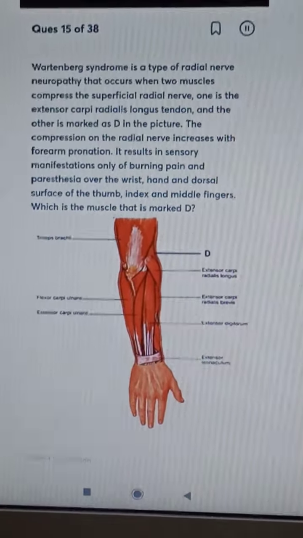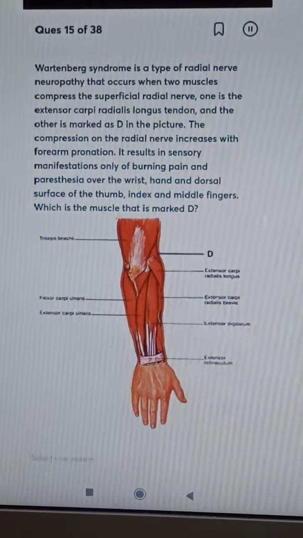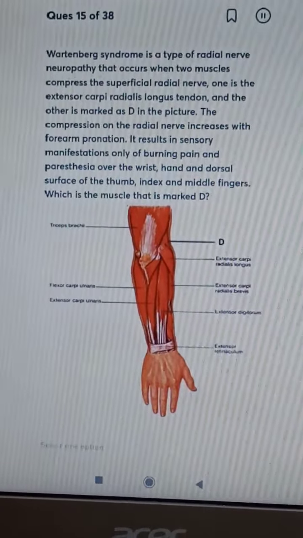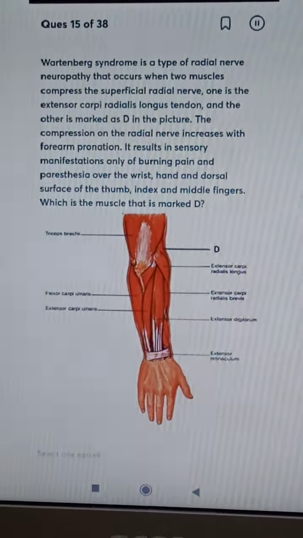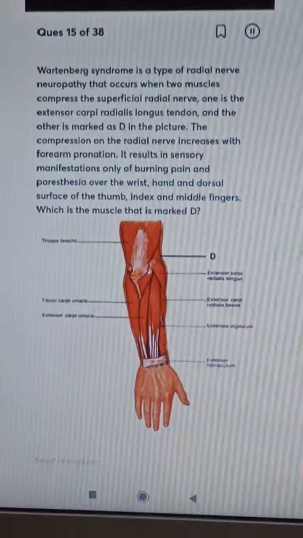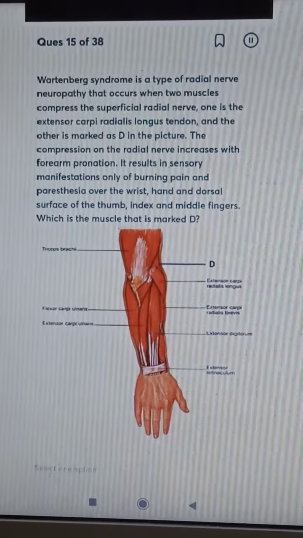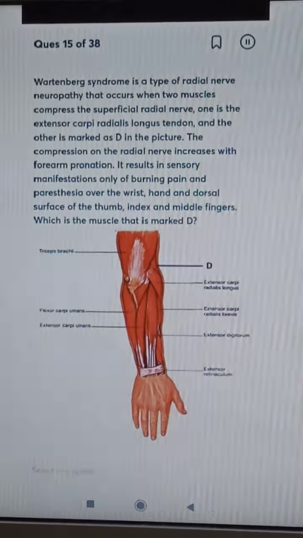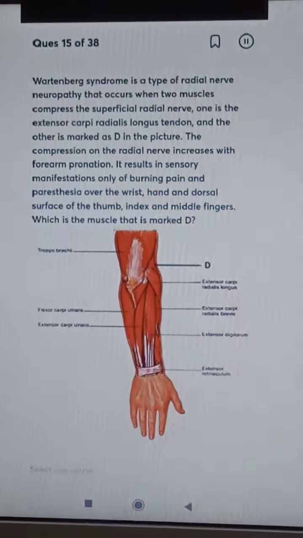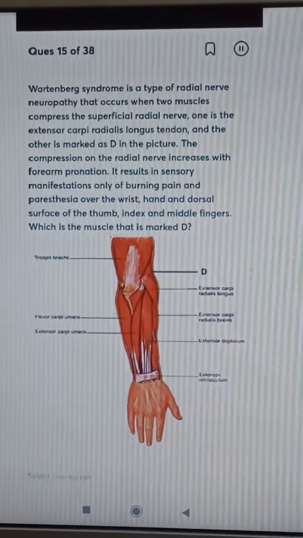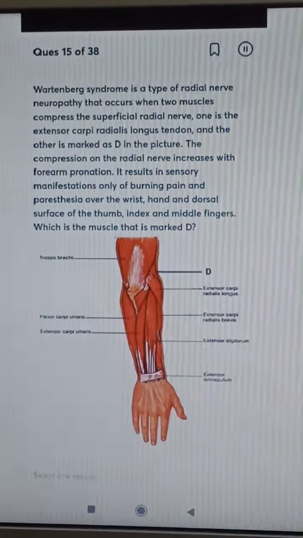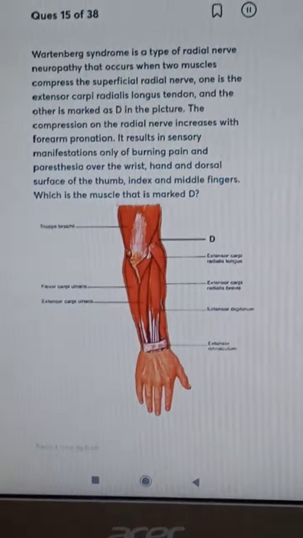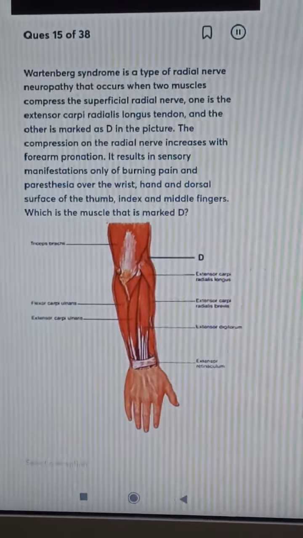the muscle which is responsible for the pronation, pronator teres, maybe might have got affected. It results in sensory manifestations only: burning pain and paresthesia over the wrist, hand, and dorsal surface of thumb, index, and middle fingers. Dorsal surface is supplied by the radial nerve, so which muscle is marked as D?